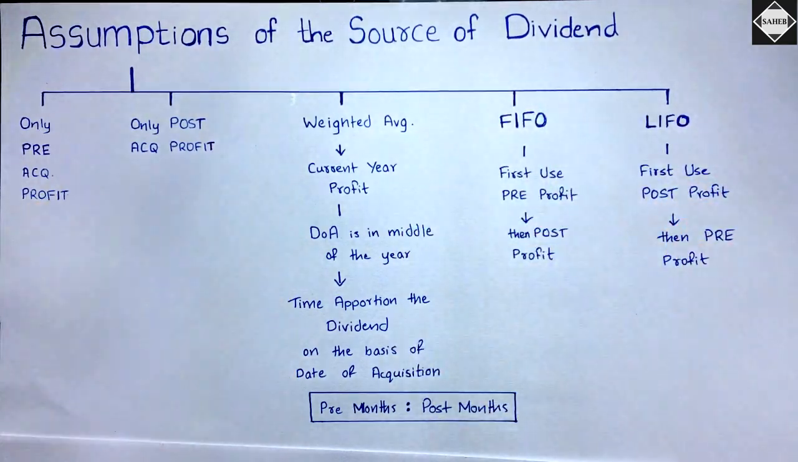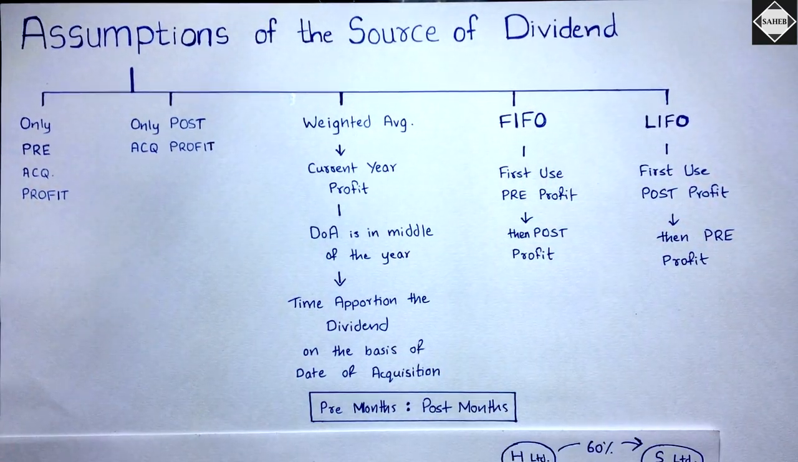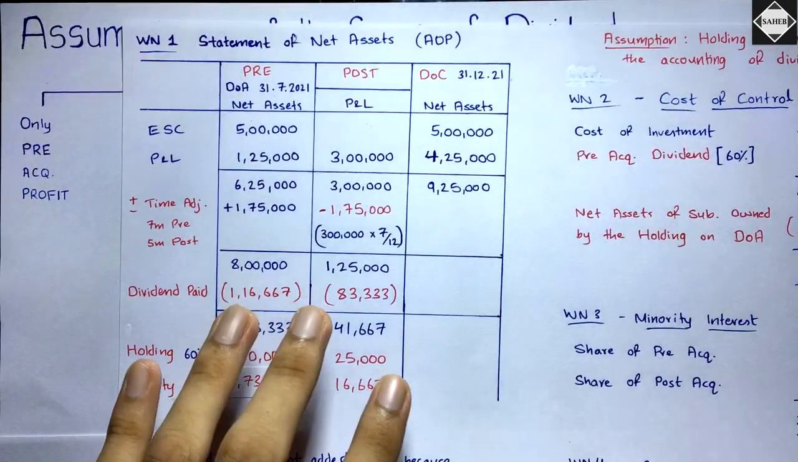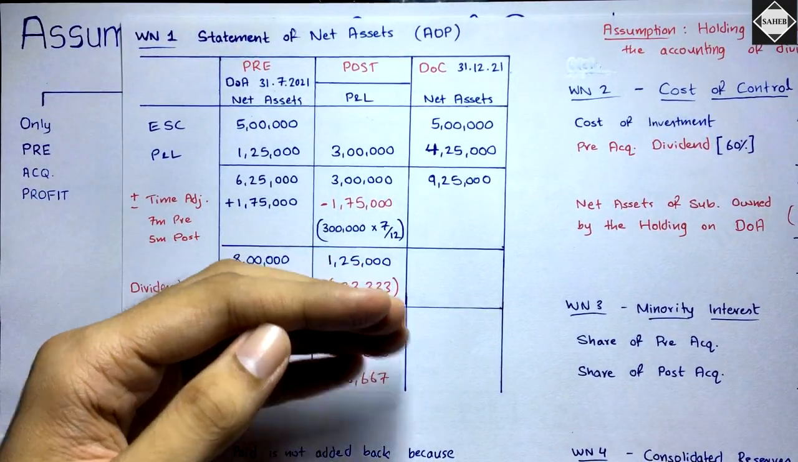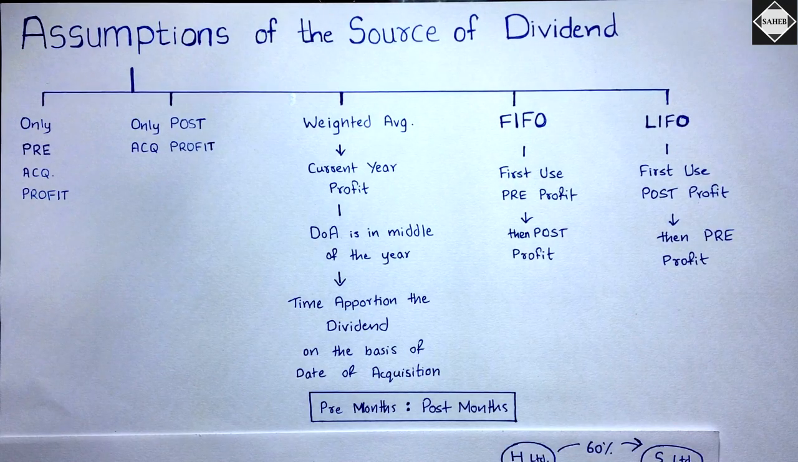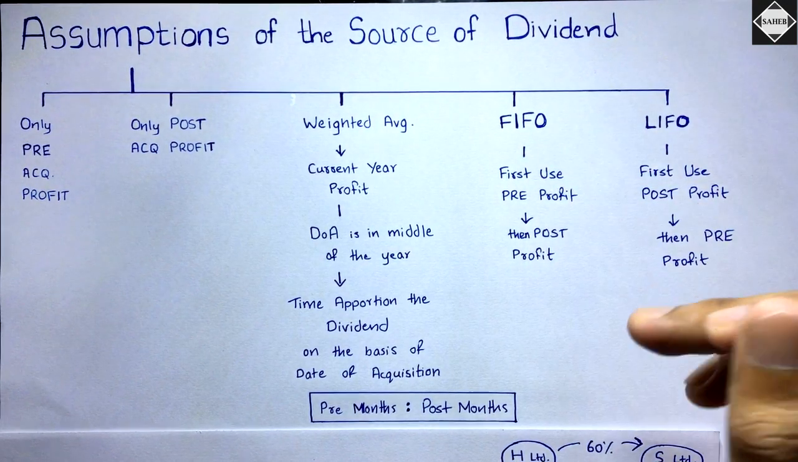Pre-acquisition dividend and post-acquisition dividend. Yeah, and you also know how to do that in the AOP, how you will subtract the pre-acquisition dividend from the pre column and the post-acquisition dividend from the post column, like that. Fine. And then you have FIFO.